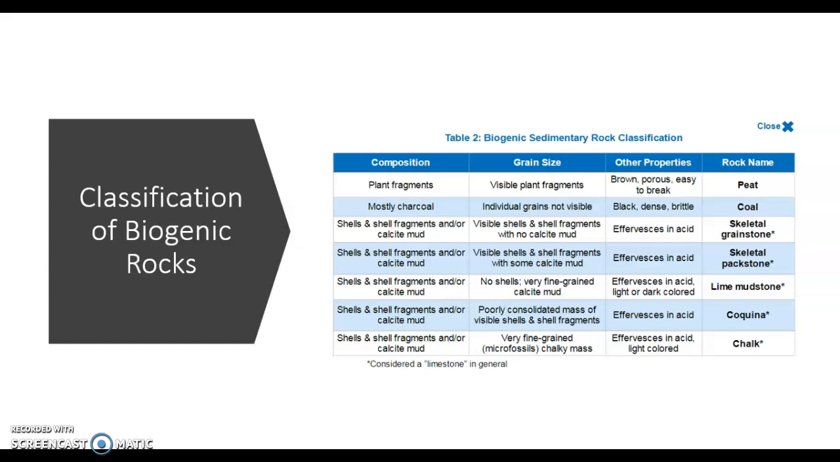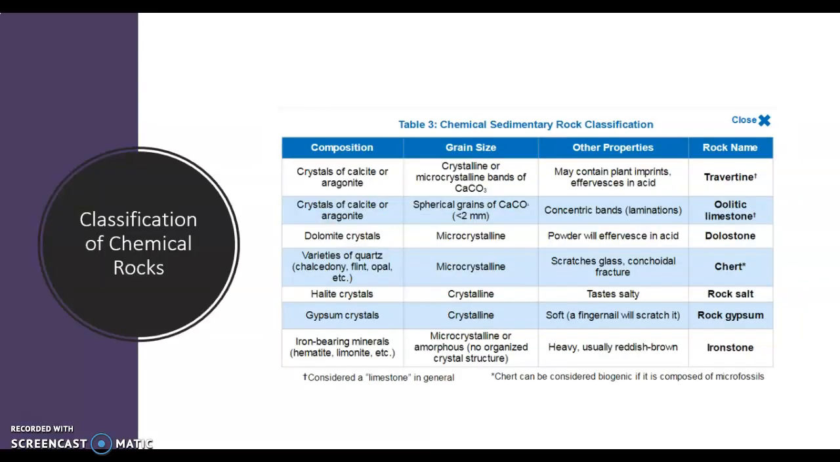And coquina. Also, last but not least, the classification of chemical rocks. Some of them are considered limestone as well, but chert can be considered biogenic if it is composed of microfossils, like small fossils.